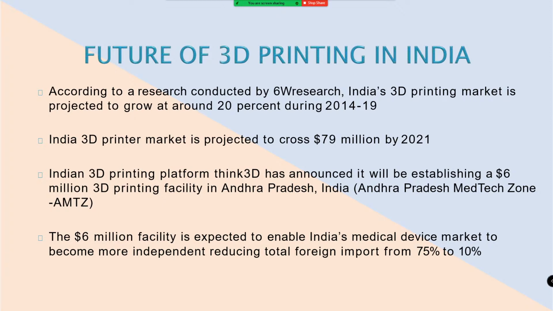The Indian 3D printing platform Think 3D has announced it will establish a 6 million 3D printed factory in Andhra Pradesh in India. The 6 million factory is expected to enable India's medical device market to become more independent, reducing total foreign import from 75% to 10%. This is a huge improvement for a country like India.